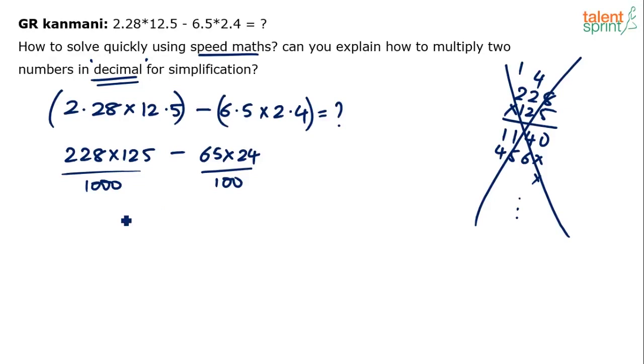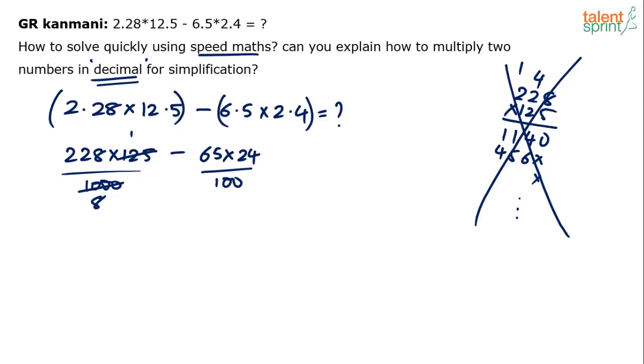Now, having done this, there are multiple ways in which you can take it up. For example, 125 by 1000 is 1 by 8. Yes or no? 125 into 8 is 1000. So it becomes very simple. 228 by 8. You could have got this 1 by 8 otherwise also.